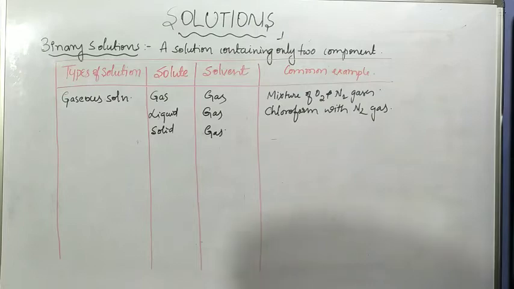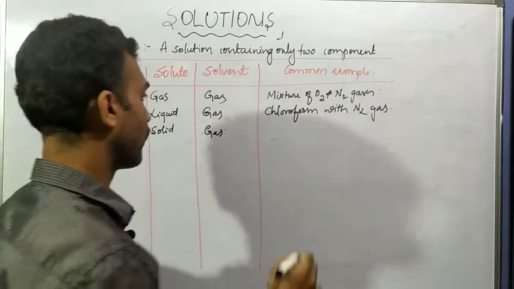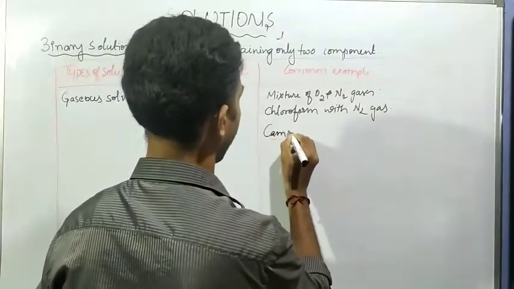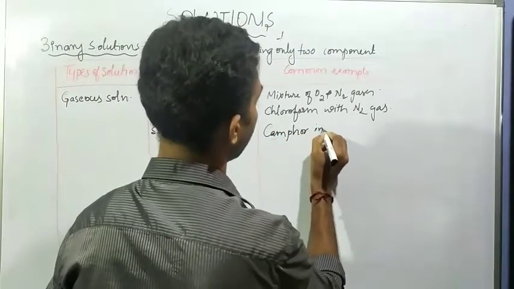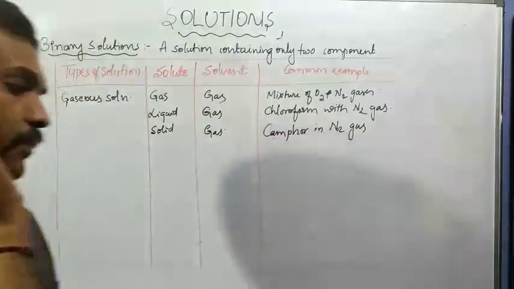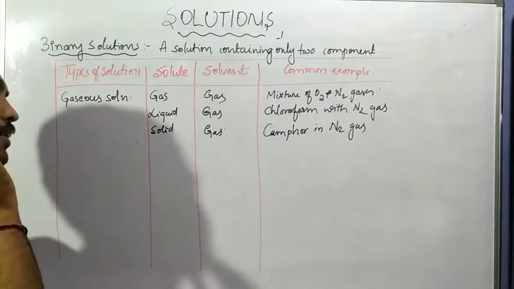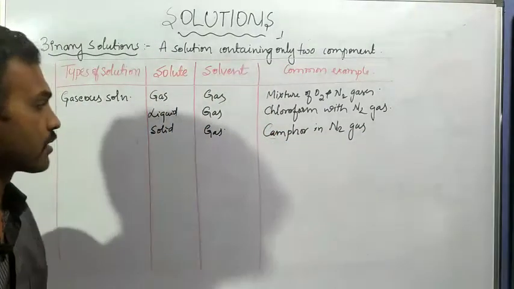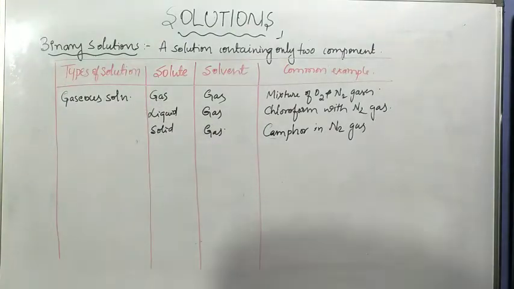Next, solid in gas. Solid in gas is nothing but camphor in N2 gas. Camphor in nitrogen gas is the example for what? Solid in gas. So very important.